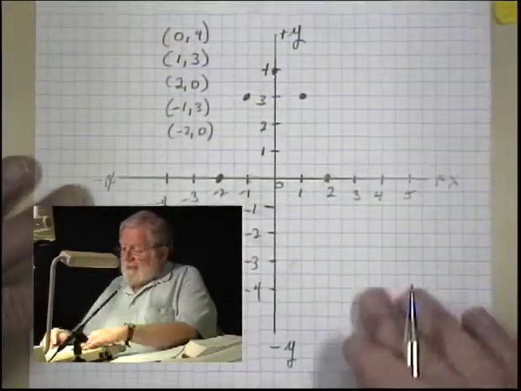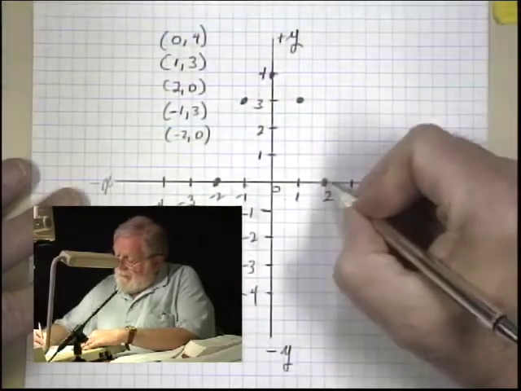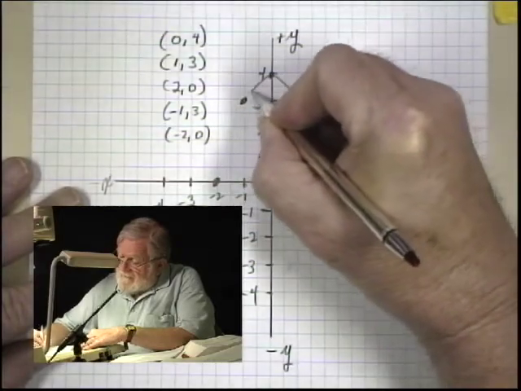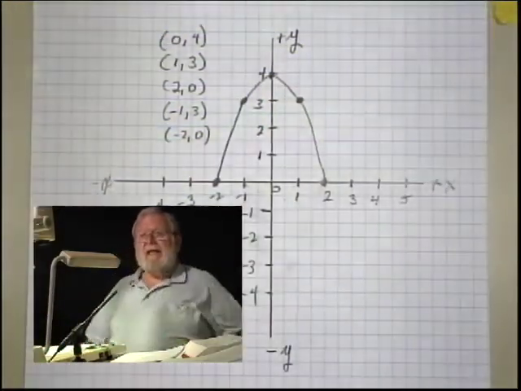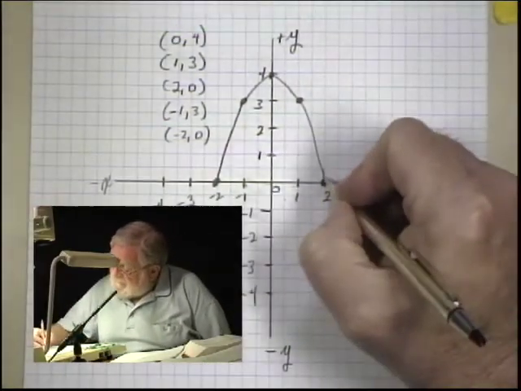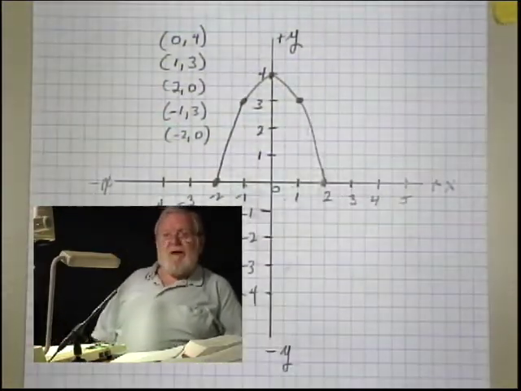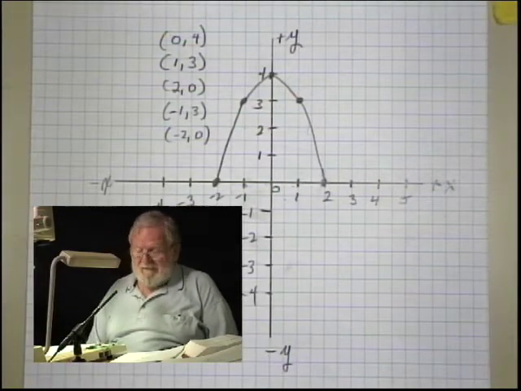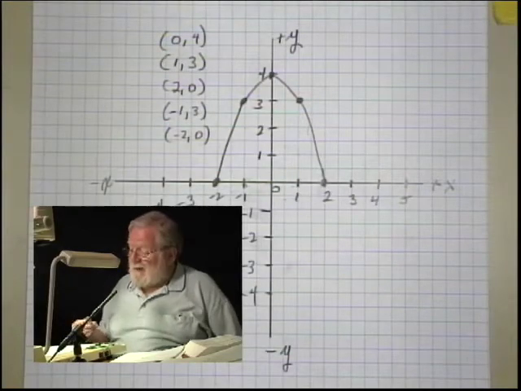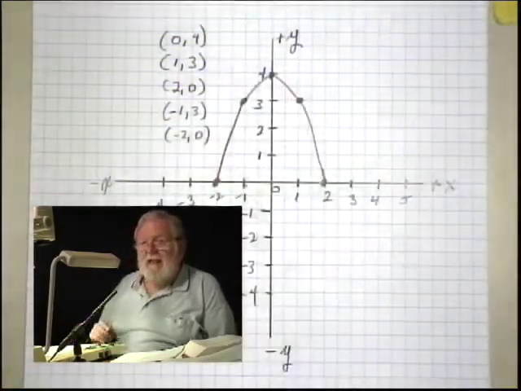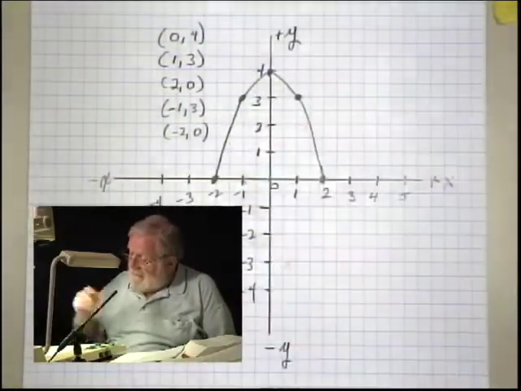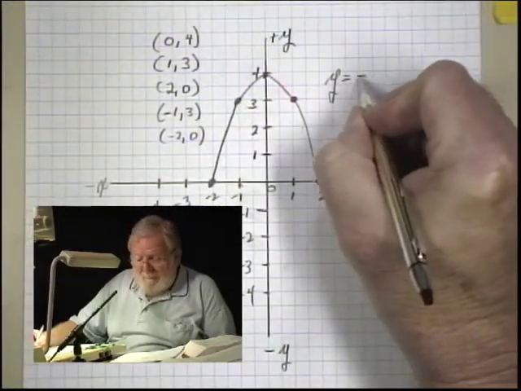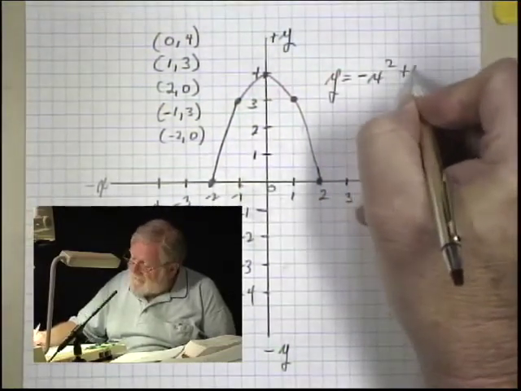So now if we connect these points, we'd end up with a graph that looks like that. This shape is called a parabola. You'll learn that if you take calculus. Well, you learn it now. It's a parabola. It's not a straight line, is it? This is a curved line, and this we got from this graph, y equals a minus x squared plus 4.